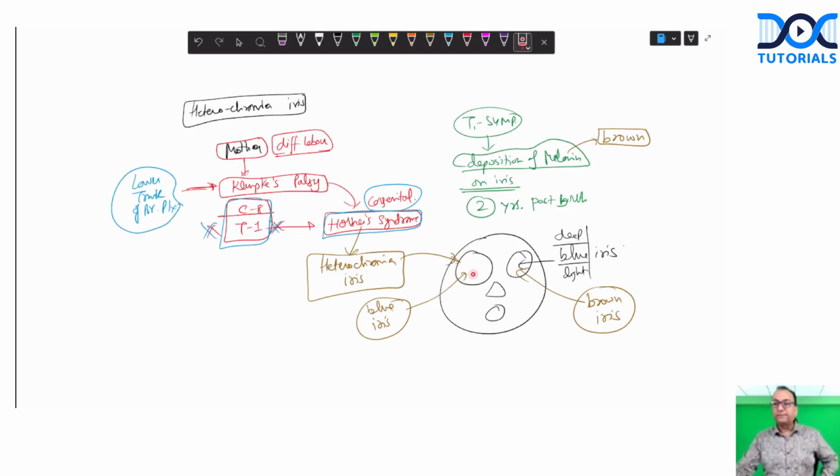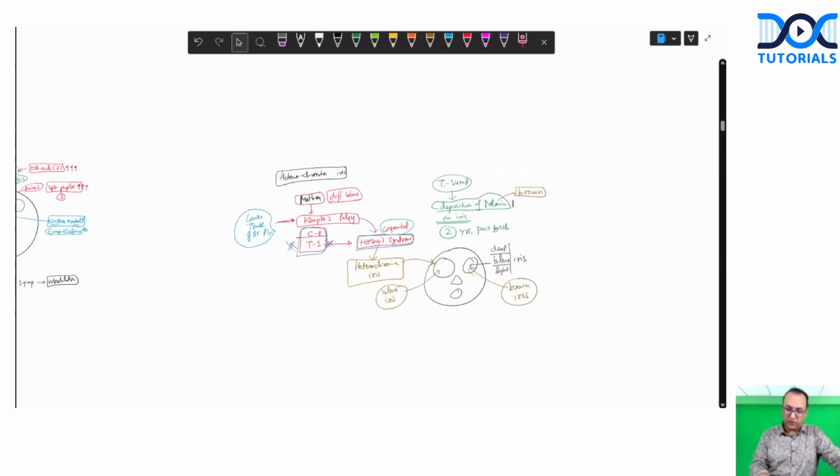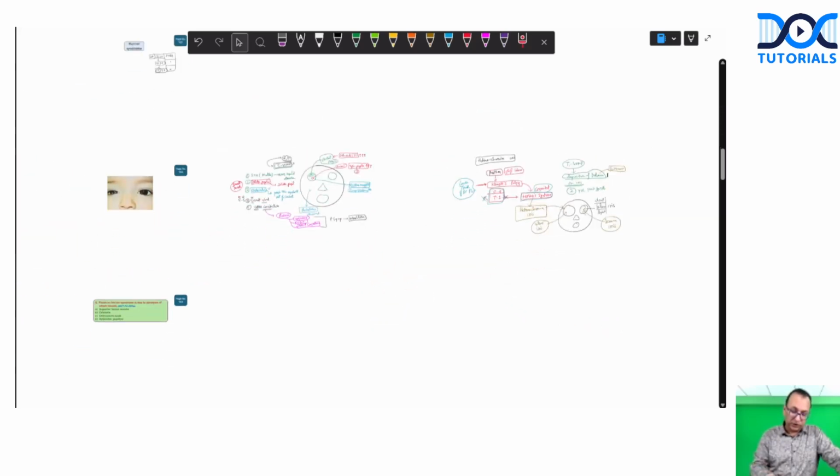Anyway, I think you got the point that this baby had right-sided Horner syndrome, the right iris remained blue, but the normal iris became brown, so heterochromia iridis. This question came around 10 years back, an AIIMS question, and it is about to come anytime because they have restarted the process.